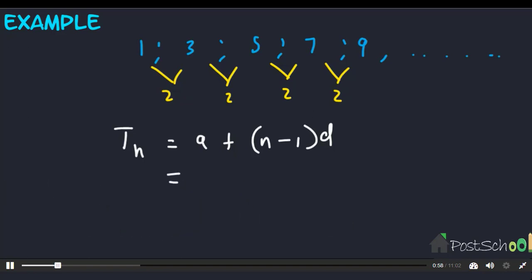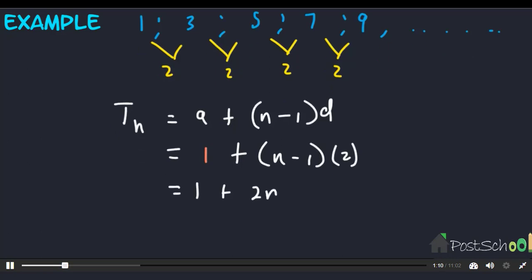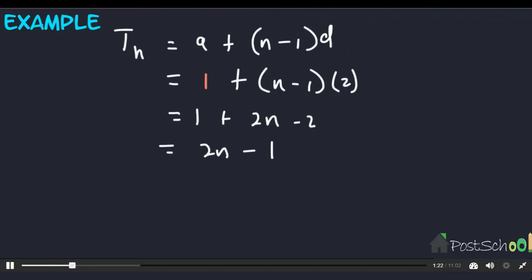Okay, now that I've tried, we are going to continue and say this is 1 plus n minus 1, d is just 2. We are going to end up with 1 plus 2n minus 2, which is going to be 2n minus 1, because 1 minus 2 is just negative 1. Okay. So using this general term, we can therefore calculate any term of this pattern, whether it's the 10th term, the 100th term, the billionth term. You can just calculate any term using the general formula.